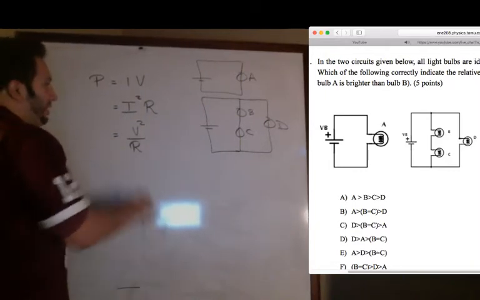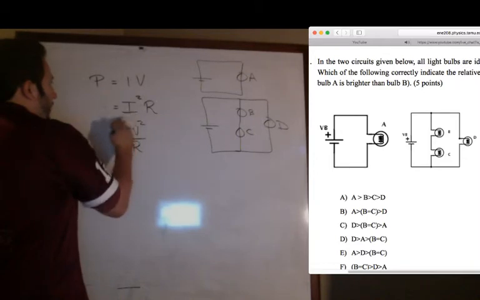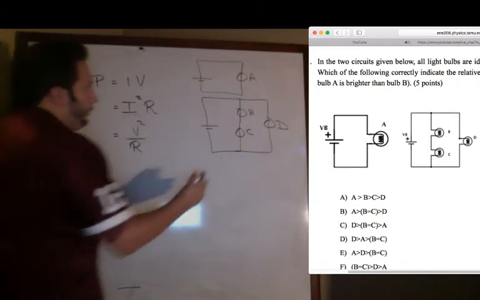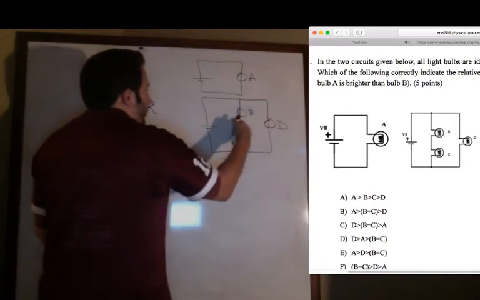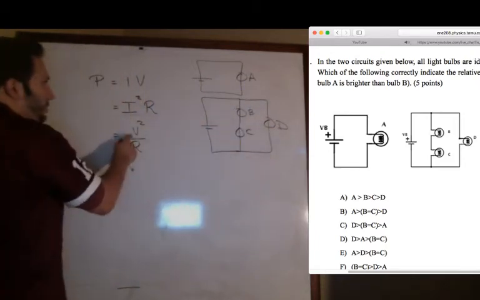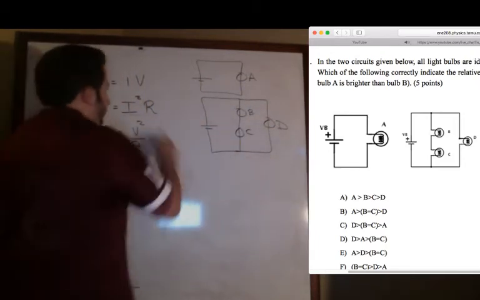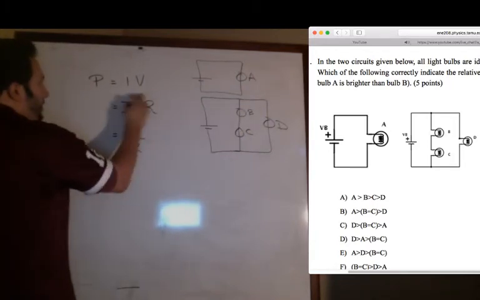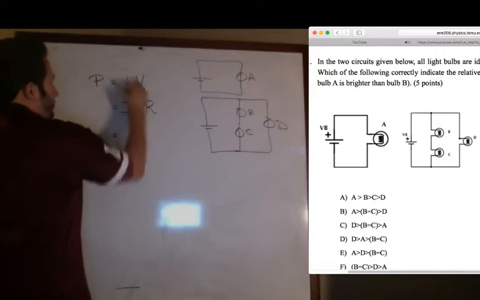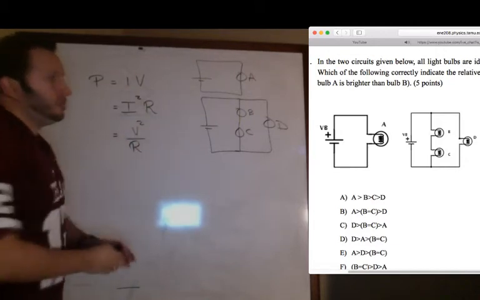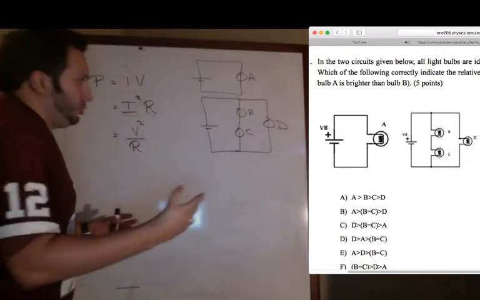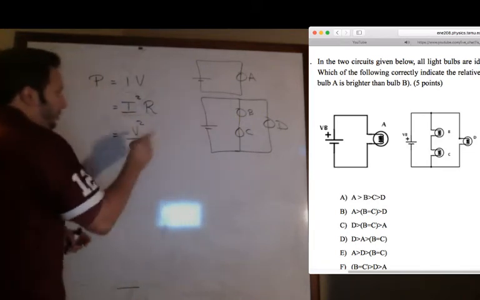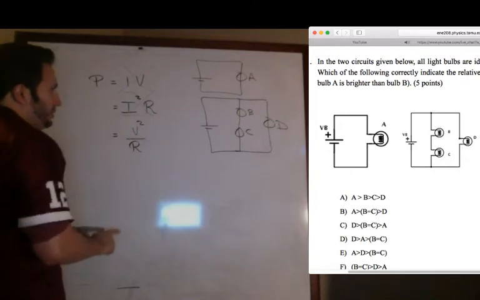I want to see between these three equations, I'm looking at the I and I'm looking at the V. Whenever you have resistors that are in parallel, the voltage is constant. Whenever it's in parallel, the current isn't. The current splits. So I squared times R and I times V are not good equations to see which would be brightest because the currents aren't constant. But you know what? Your voltage is.